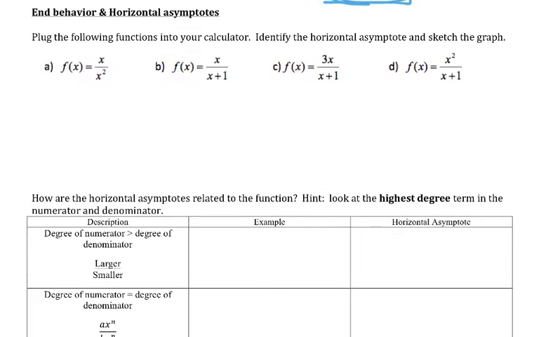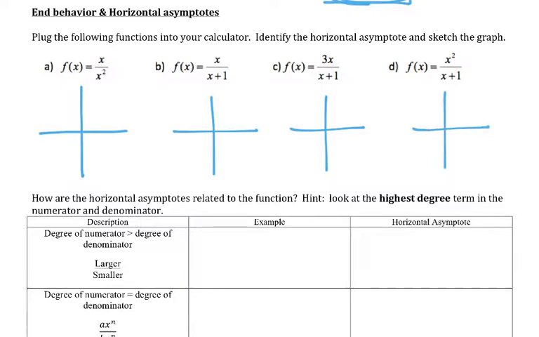Okay, so if you were absent in class, you should take the opportunity to plug these functions into your calculator. In A, if you were to graph it, actually let me just start by putting an axis on all of these. If you were to plug it in your calculator, it would look like this. Your horizontal asymptote is here at y equals 0. That's the value that your function is approaching.